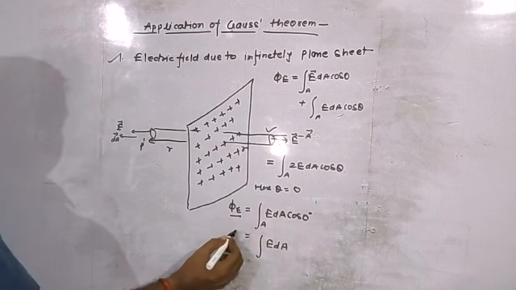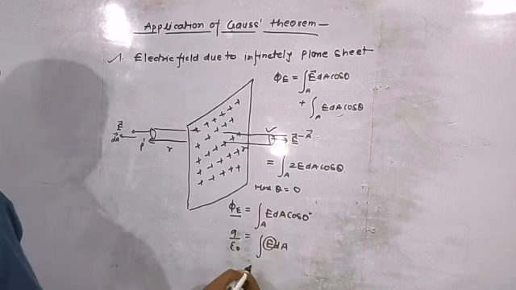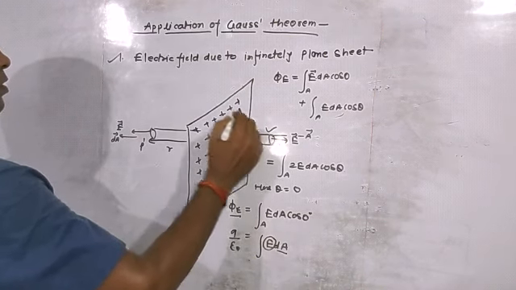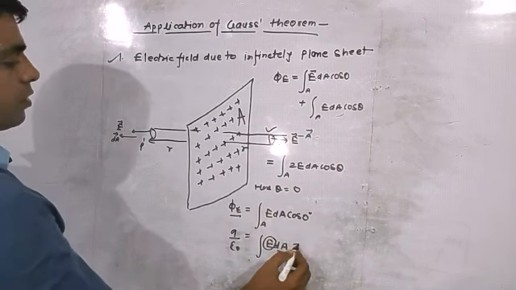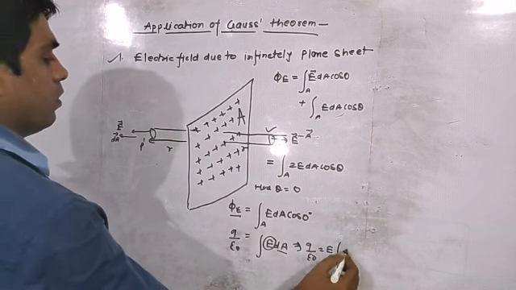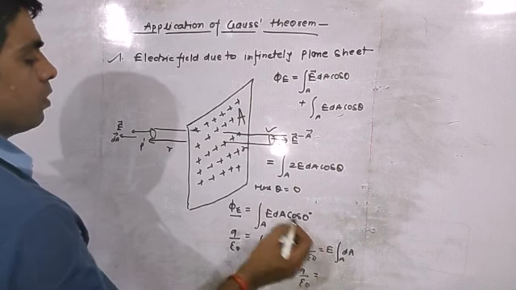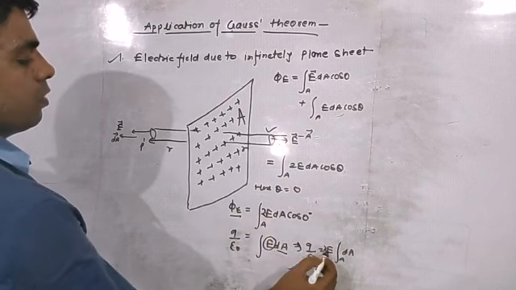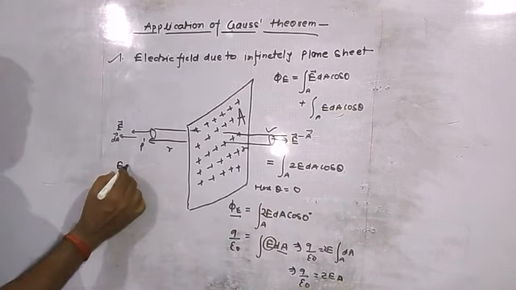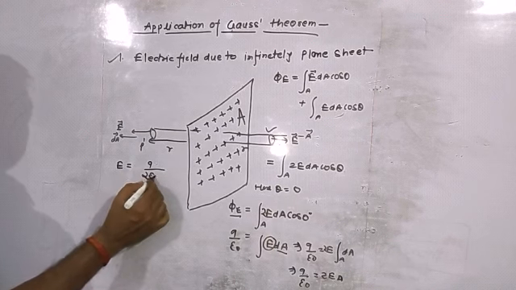Now what is the value of phi E? It is Q by epsilon naught by Gauss theorem. We have to find the electric field intensity. So let the surface area be A. So integration of dA, this implies Q by epsilon naught is equal to E, and it will become Q by epsilon naught. Here we had 2, so 2EA. So the electric field for the plane sheet will be given by E is equal to Q upon 2 epsilon naught A.